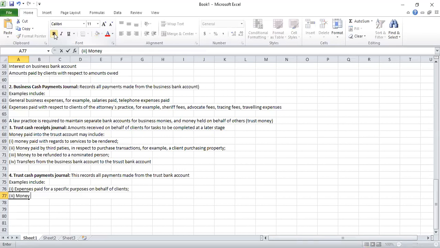Money paid to third parties according to the client's instructions. For example, he tells you that I want to buy a machine and I want you to facilitate the deal. If the deal is concluded, I want you to pay so and so. So when you pay that so and so, you take the money from the trust bank account.